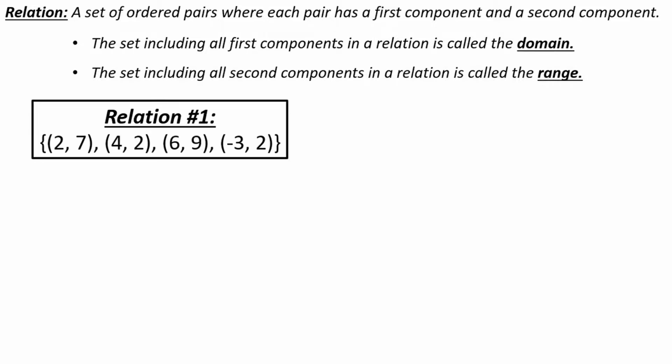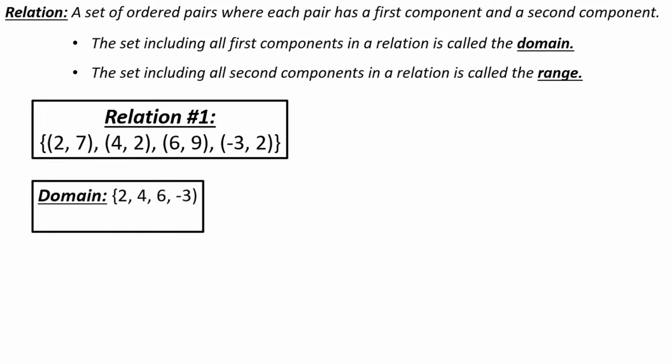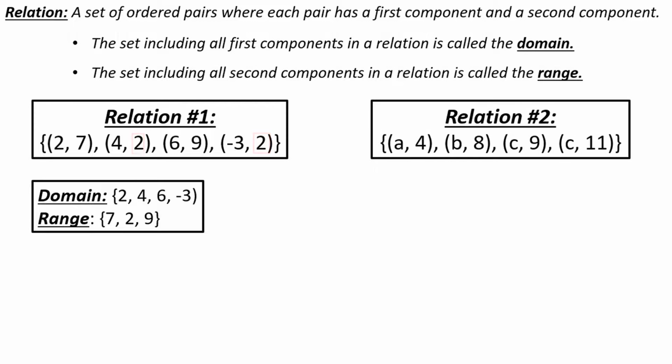For example, consider the following relation: (2, 7), (4, 2), (6, 9), and (-3, 2). The domain of this relation includes the values 2, 4, 6, and -3. The range of this relation includes the values 7, 2, and 9. Notice 2 is listed twice in our relation, but there's no reason to list 2 twice in the range, as it would be repetitive.